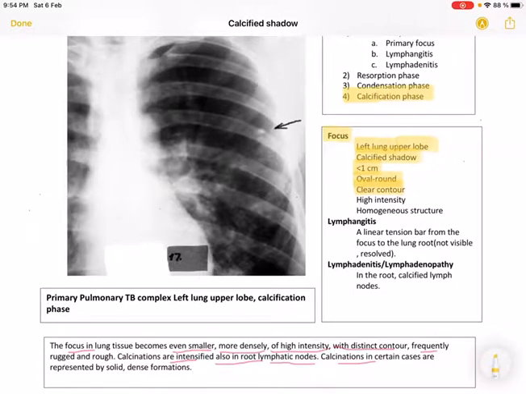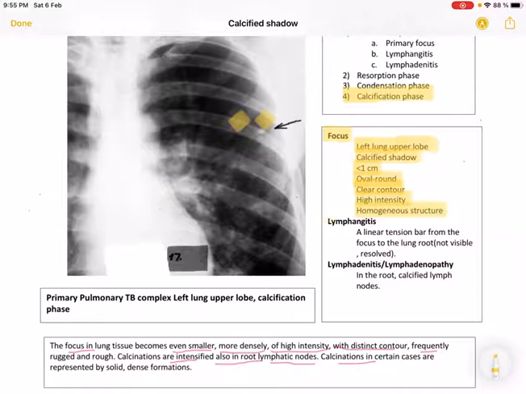We can differentiate the lung parenchyma from this calcified mass. The intensity is very high. We can compare with the ribs: the ribs are bright, this one is more intense. The structure is homogeneous because this focus is full of calcified material, or the calcification.